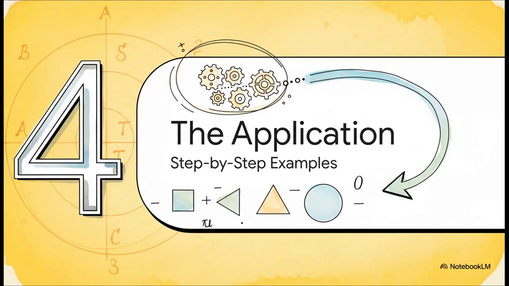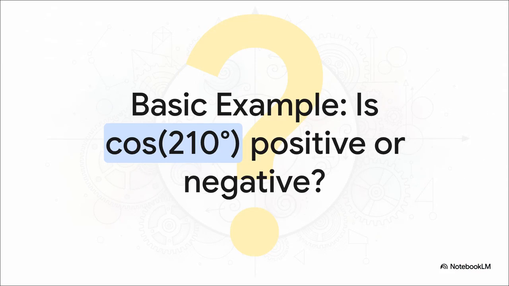Okay, so now we've got the what and we've got the why. So let's get to the most important part, the how. Let's actually apply this rule to a few examples, starting with the basic one and then working our way up. All right, let's go all the way back to that question from the beginning. We're not looking for the exact value just yet, just the sign. Is the cosine of 210 degrees positive or negative?